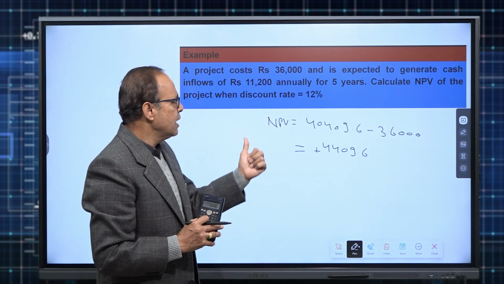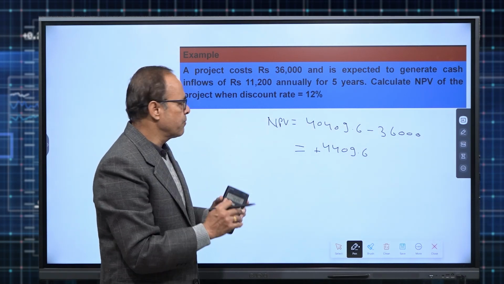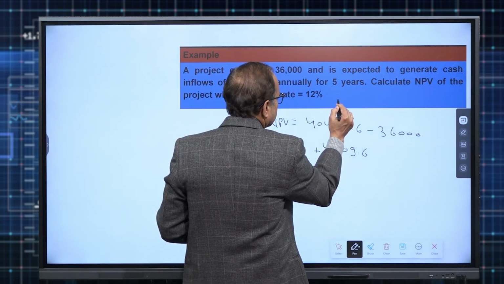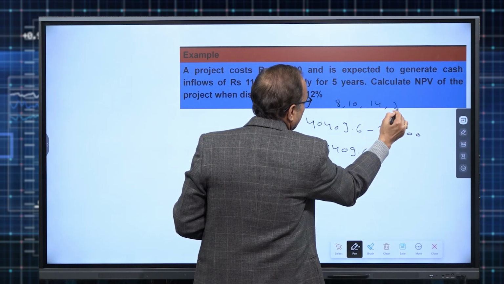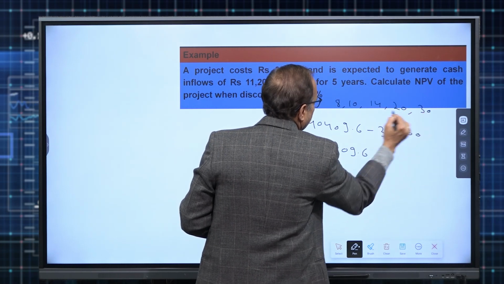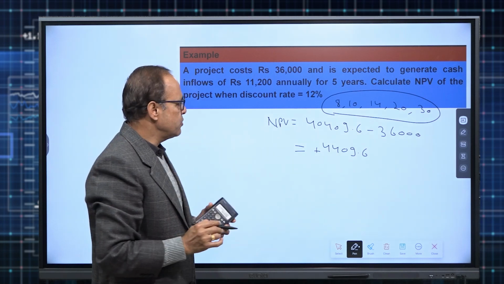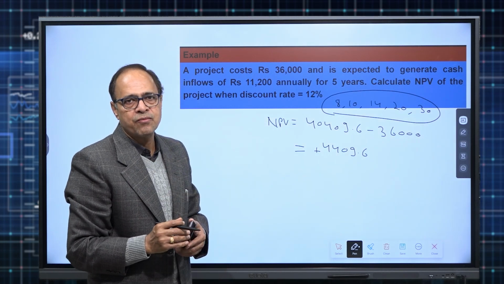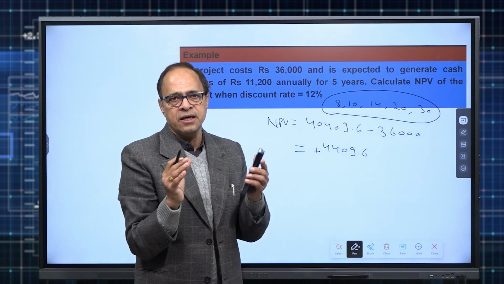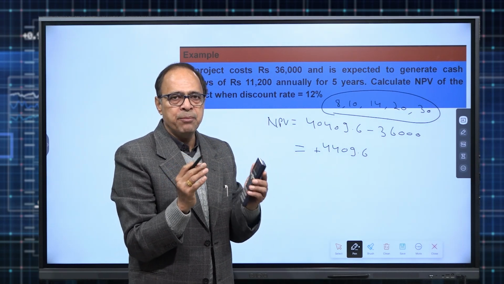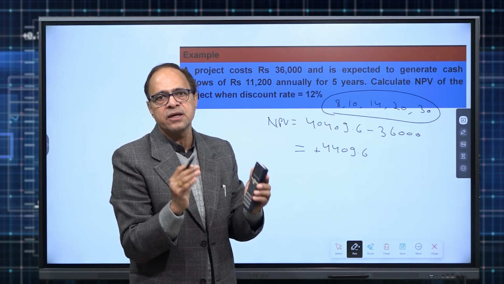So in this numerical, I will give a submission to you that try the same numerical by using different rates like 8%, 10%, 14%, 20%, 30%. Somewhere you will find negative NPV also. So that will give you a feel or practice that yes, there is a relationship between NPV, that is present value, and the discount rate. And the relationship is an inverse relationship.